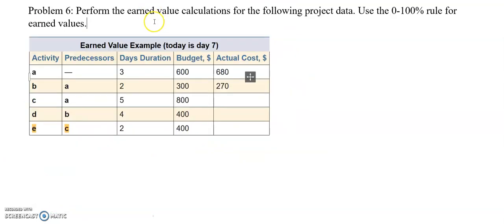Perform the earned value calculations for the following project data. Use the 0 to 10%, 0 to 100% rule for earned values. So this is problem number 6. Okay, so the data is given for this project, and the status date is the 7th day.